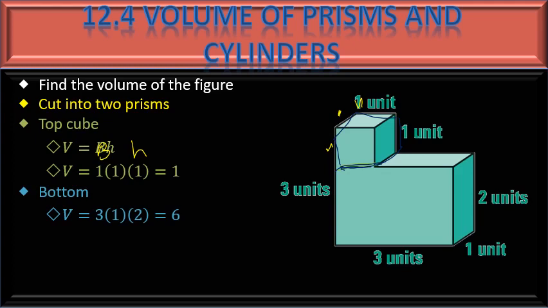For the bottom part, its base would be here. So it's 3 by 1, so that's its base. And its height is there, which is 2. So 3 by 1 by 2, which is 6. So it means the total would be 1 plus 6, or 7.